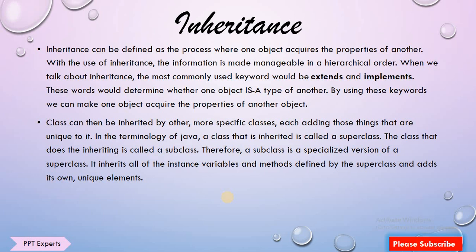In the terminology of Java, the class that is inherited is called a superclass. The class that does the inheriting is called a subclass. So a superclass is a parent class and a subclass is a child class. Therefore, a subclass is a specialized version of a superclass. It inherits all of the instance variables and methods defined by the superclass and adds its own unique elements. So all the features of the superclass are inherited by the subclass using the extends keyword.